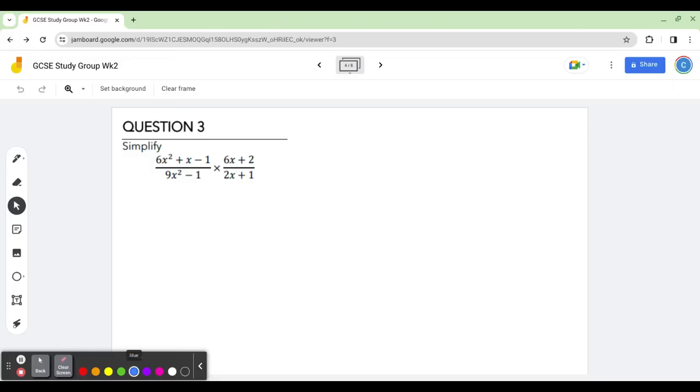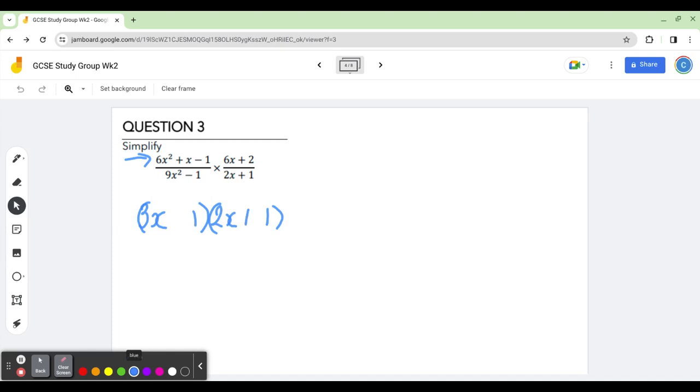Question number 3. Pause the video and have a go. So what we have here is an algebraic fraction, and the method to simplify it is to factorize. I'm going to do this numerator first, and I'm going to factorize this straight away. And if you don't know how I got these answers, send me a message and I'll make you a quick video on how I did that.